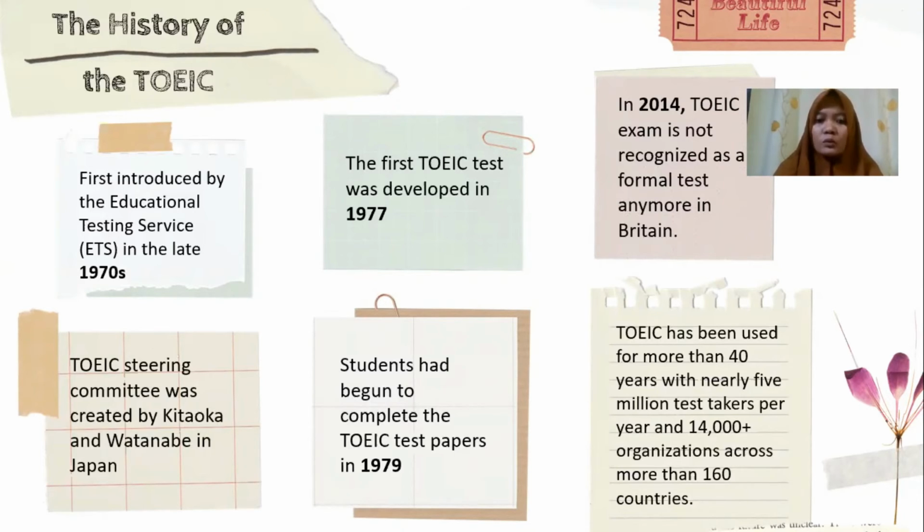The first TOEIC was developed in 1977. By 1979, students had begun to complete the TOEIC test paper. Now, TOEIC has been used for more than 40 years with nearly 5 million test takers per year.